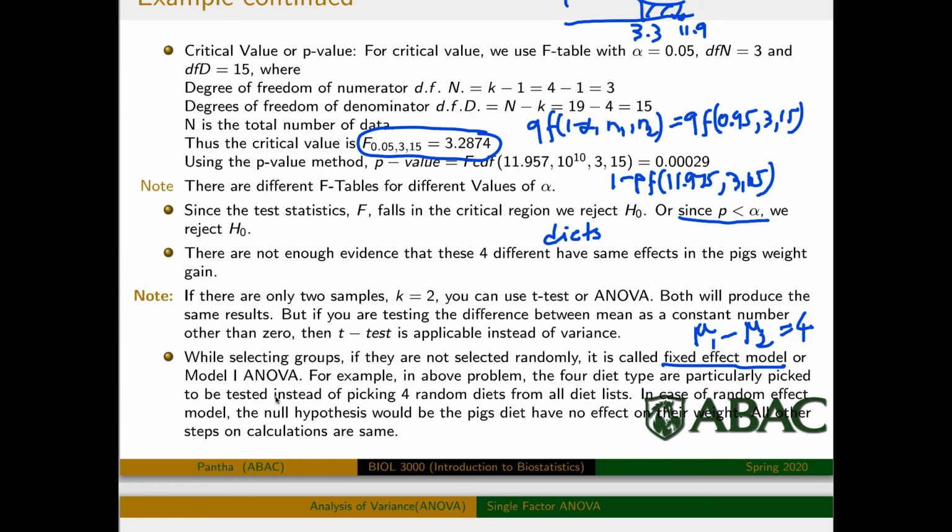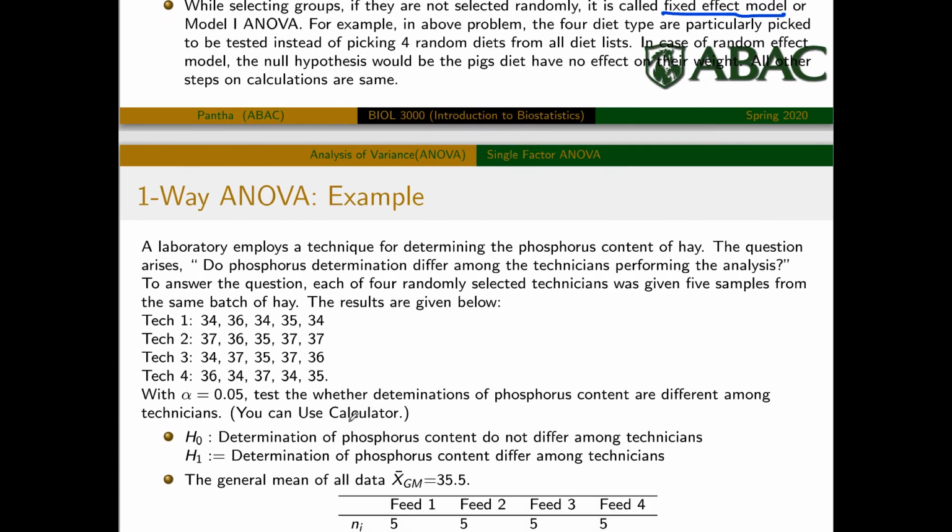So this is the fixed effect because you have just 4 types of diet, and you are testing whether the effects of these 4 types of diet on weight gain are equal or not. But sometimes you have like 20 diets and you pick 4 diets randomly and then assign them to random groups. In that case, we call it random effect ANOVA. Okay, that's what it is talking about.